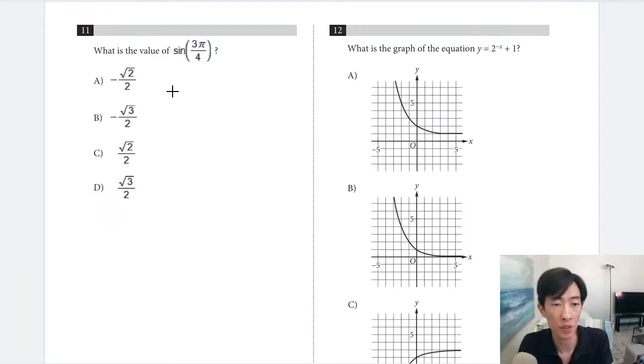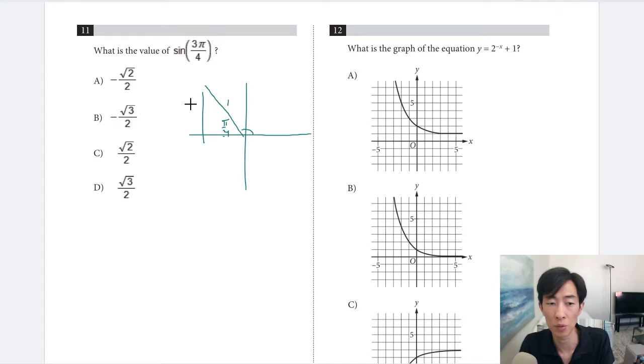Question 11, what is the sine of 3 pi over 4? All right, so this is the type of problem where if you've memorized your major angles, I automatically know that 3 pi over 4 is over here. 3 pi over 4 has a reference angle of pi over 4, and pi over 4, this creates a triangle. This is 45, 45, 90.